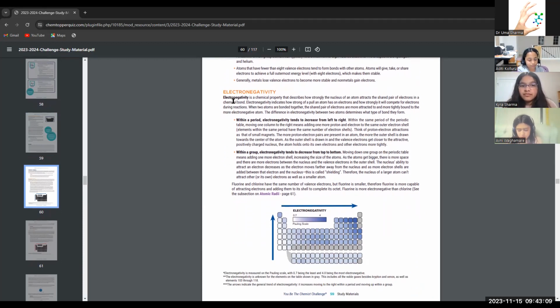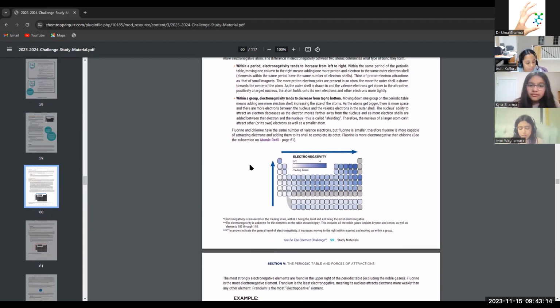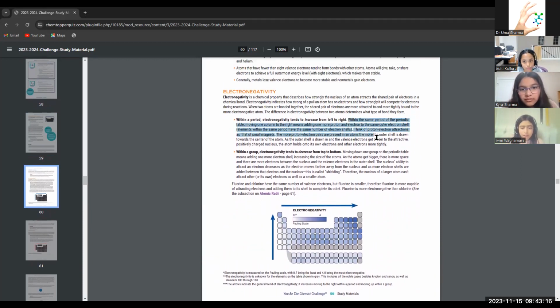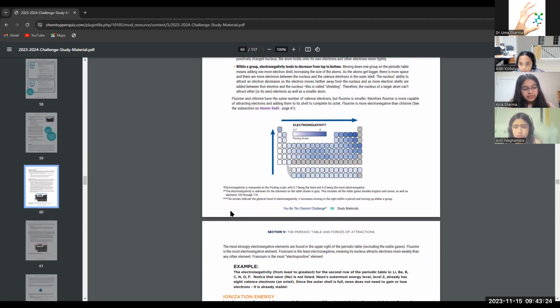Okay, so we discussed electronegativity, right? You read it from here, you will get the good language. See, the language is written here. They are talking about electrons, protons. There will be a slight difference in the way they are explaining and the way I'm explaining, but the explanation is going to be the same.